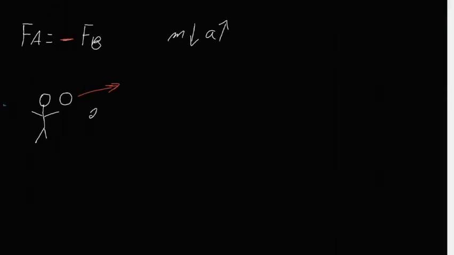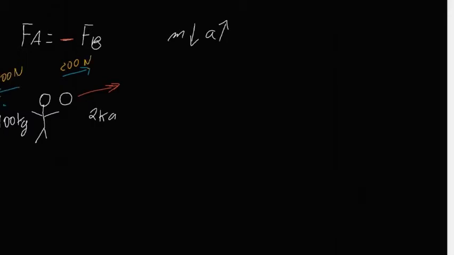So let's put numbers to this so you can see how it works. Let's say the ball has a mass of 2 kilograms and the person has a mass of 80 kilograms. Actually, let's say 100. 100 is a nice number. Now let's say that the person applies a force of 200 newtons on the ball. The person is going to feel a reaction force of 200 newtons in the opposite direction.